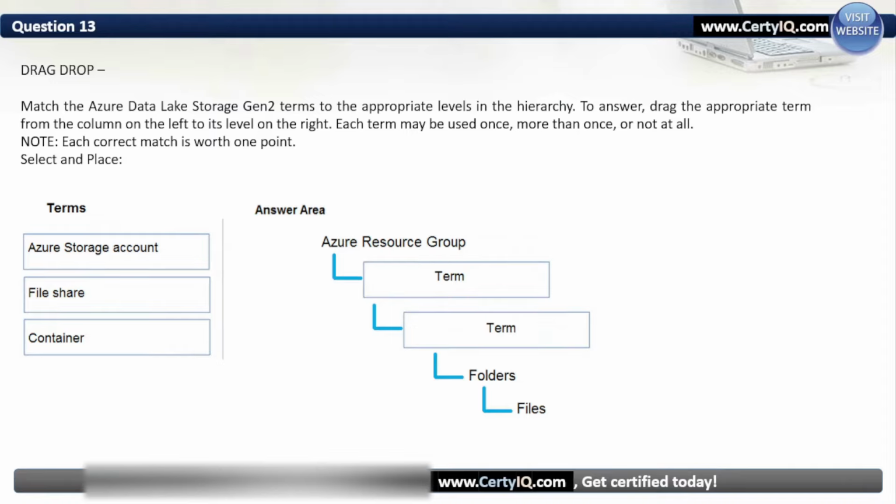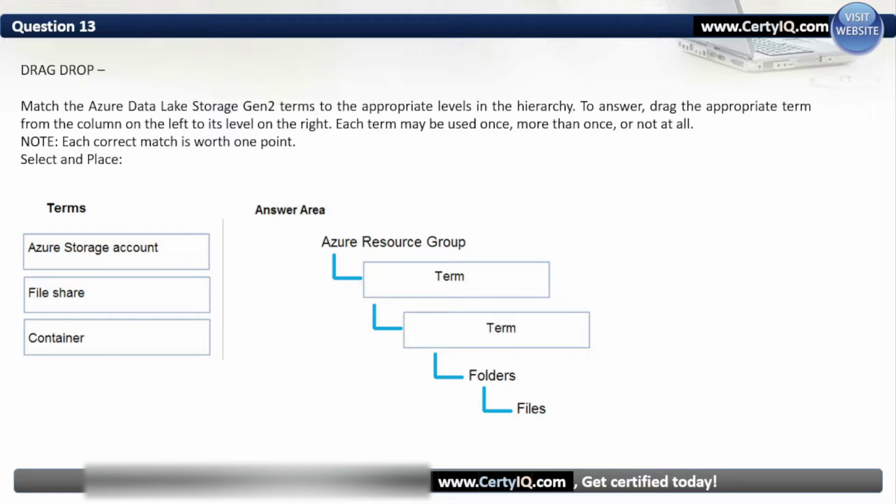Question 13. Drag drop. Match the Azure Data Lake Storage Gen 2 terms to the appropriate levels in the hierarchy. To answer, drag the appropriate term from the column on the left to its level on the right. Each term may be used once, more than once, or not at all. Note, each correct match is worth 1 point. The terms provided to us are Azure Storage Account, File Share, and Container.